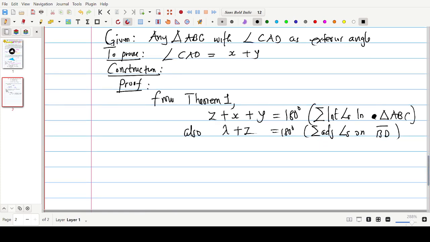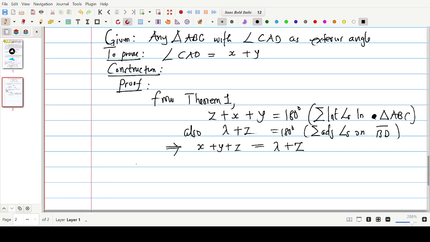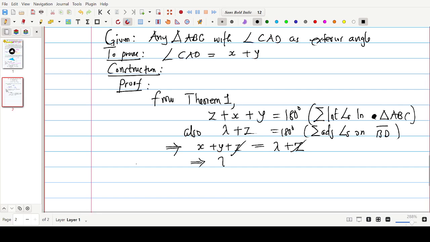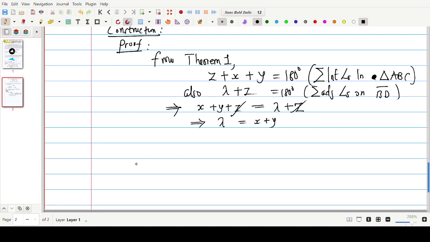So since these sums are each 180 degrees, we can equate them. On equating them, we have x plus y plus z, or you can say z plus x plus y, any order is accepted, is equal to lambda plus z. From here, z cancels out with z on collection of like terms. This now implies that lambda is equal to x plus y. And what is lambda? It is the exterior angle, which is the angle CAD. In the place of lambda, we can write the notation CAD, that is the notation for the angle lambda, is equal to x plus y.